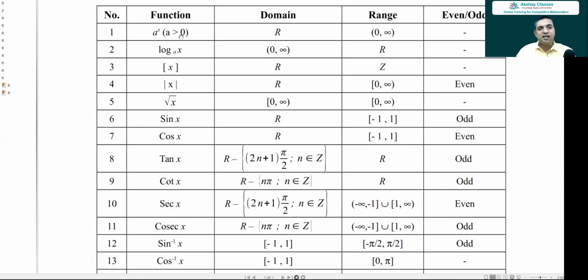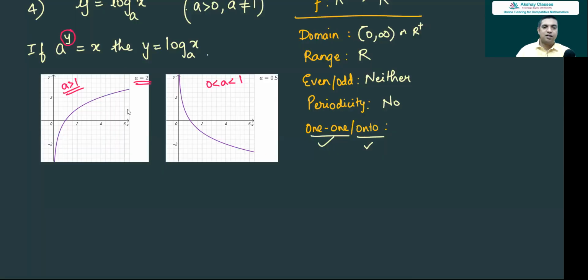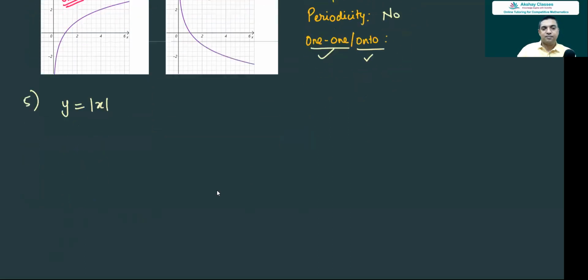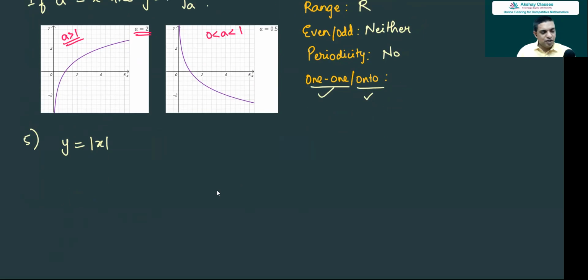Now next in the list, exponential is over. The modulus function is important, and then we'll go to the step function and then trigonometric functions. Modulus function, a very important function, or absolute value function. Before we draw the graph, how is an absolute value function defined? Absolute value of x. How is it defined?